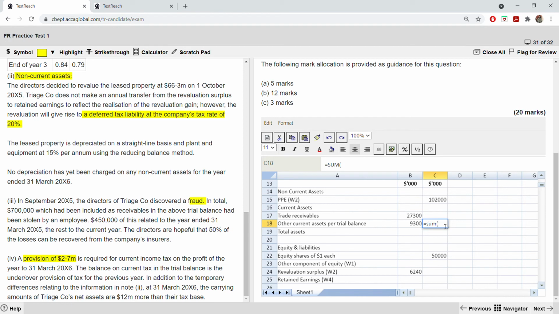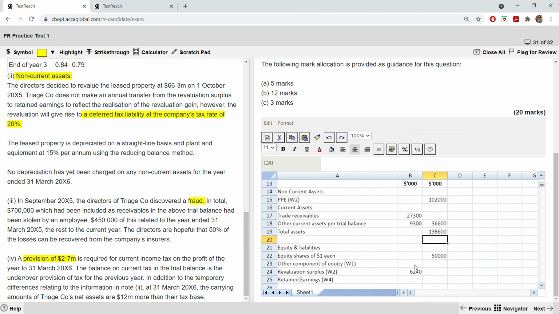Sum function, this and this, the current assets. Total assets, again the sum function, this and this. Okay, next. So what else do we need? We need retained earnings and other component of equity, which is in working one.